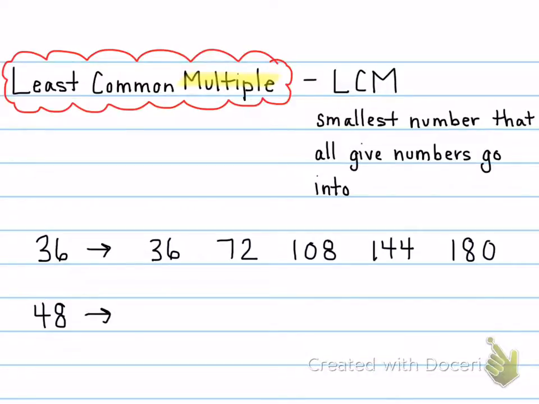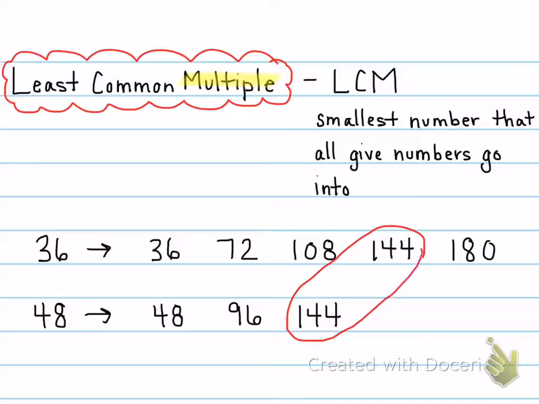1 times 48 is 48. 2 times 48 is 96. 3 times 48 is 144. And when you look now, you can actually stop because you have found a number that they both go into. This is the smallest number that both 36 and 48 go into. So the LCM is 144. So you can do that anytime you have a pair of numbers.